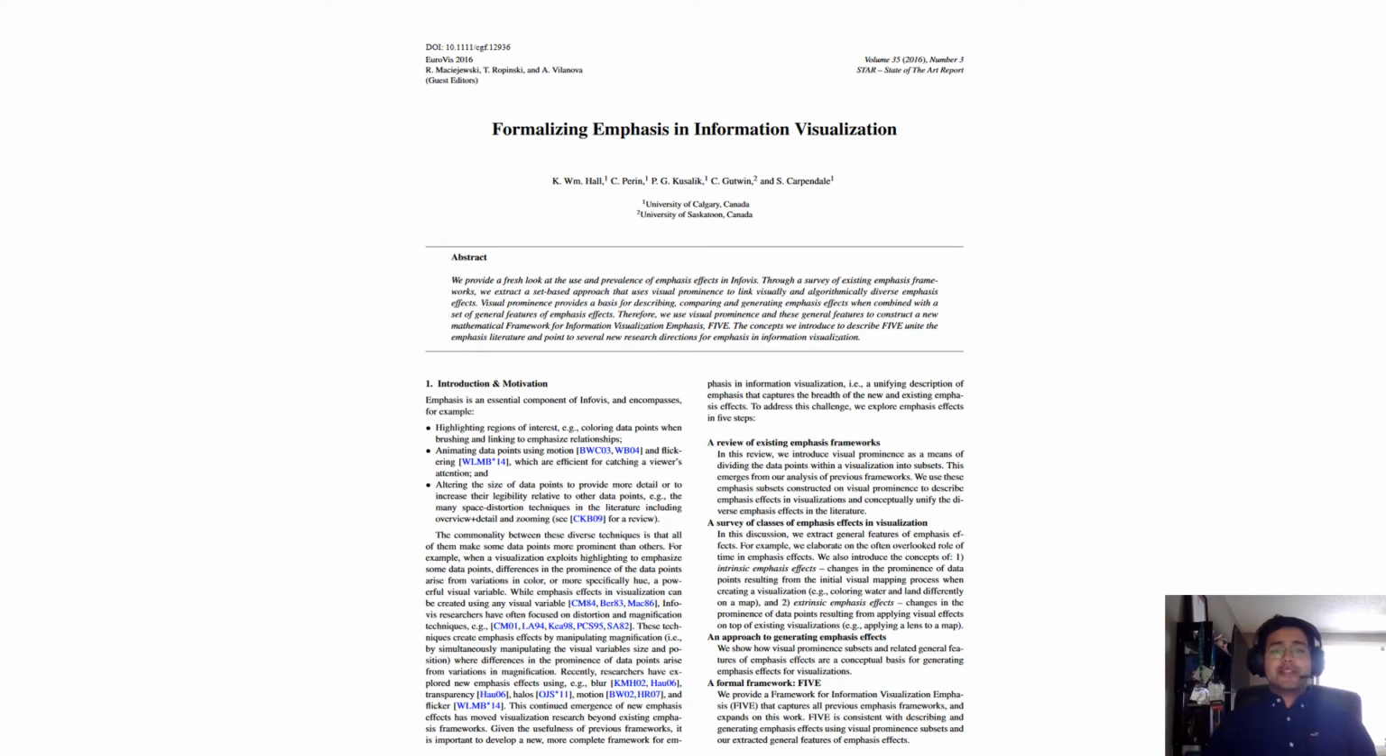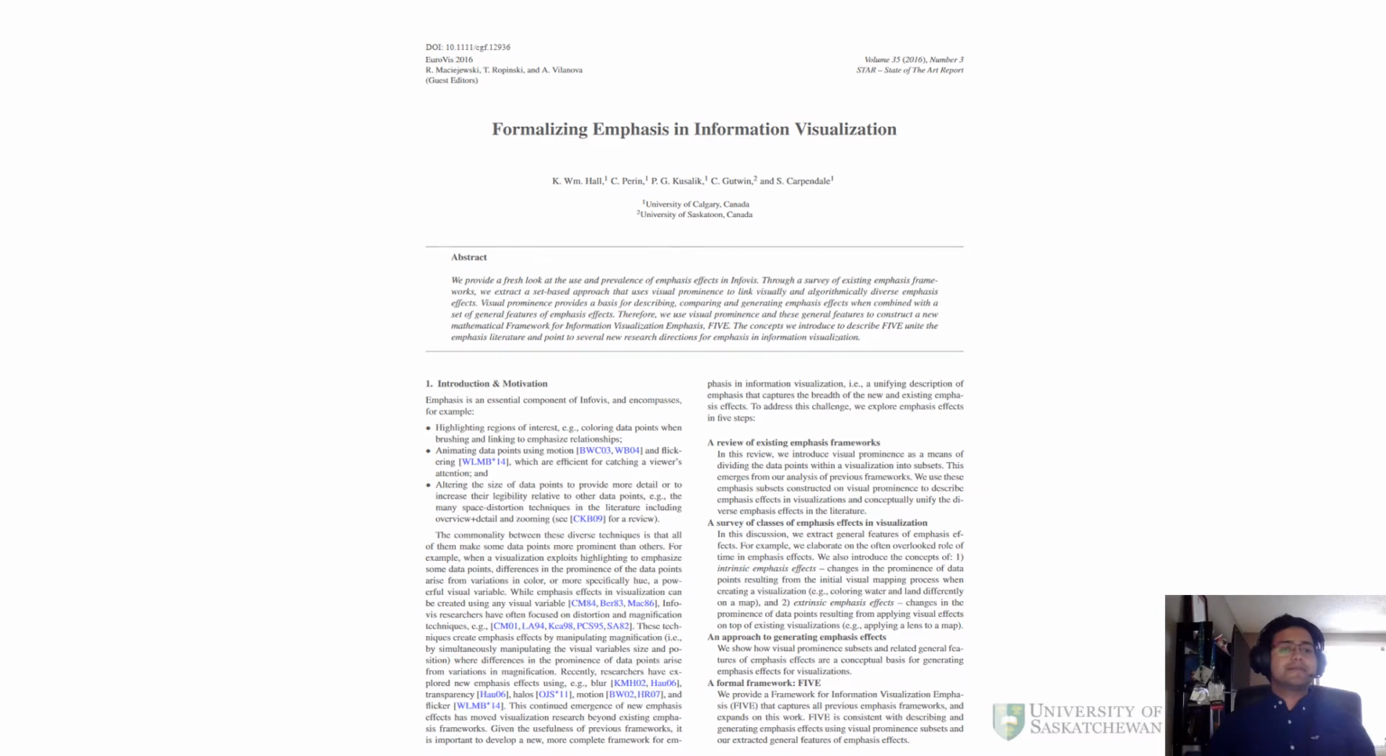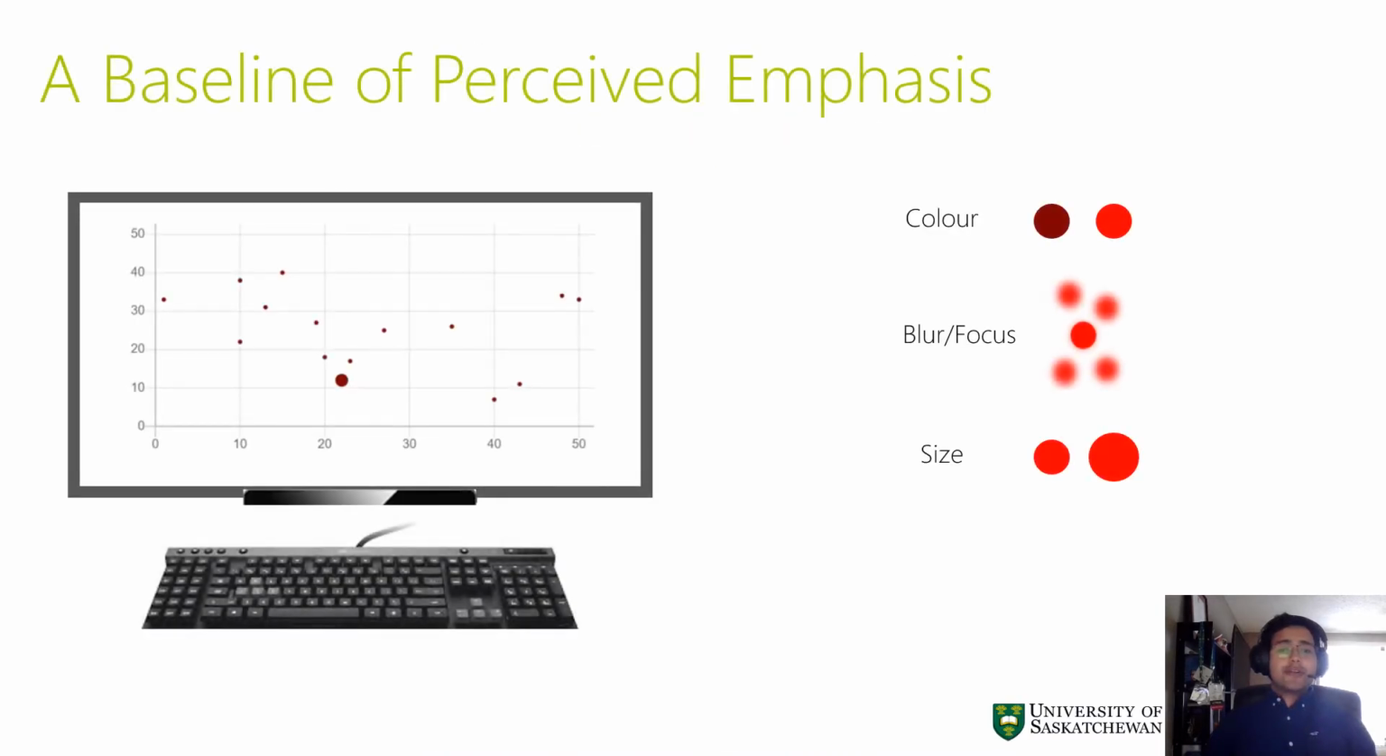So, to address this gap, we carried out two user studies to provide empirical evidence about how users will perceive different visual effects, using three main visual variables: color, size, and blur, and eight different strength levels. So our first study aims to provide a baseline of perceived emphasis for these three visual variables: color, blur, and size. We built simple scatter plots.